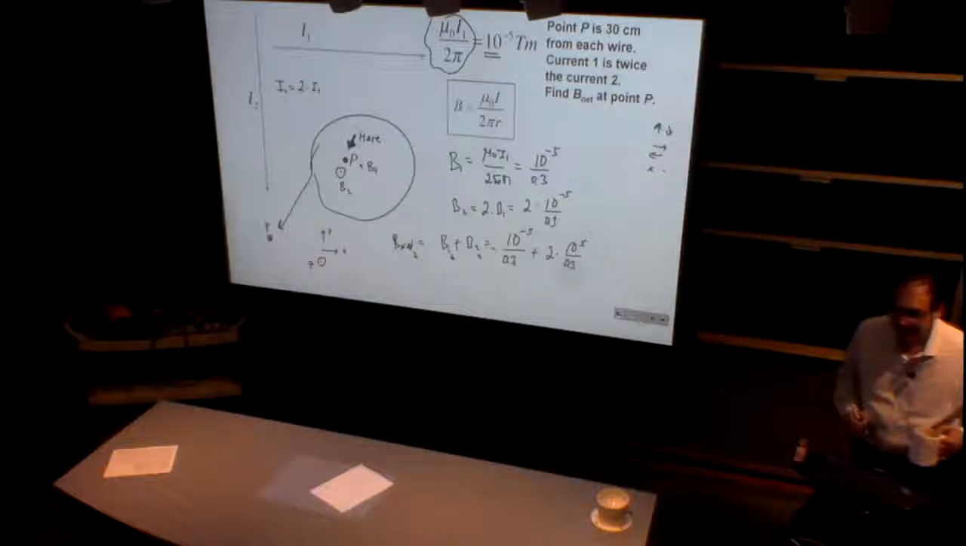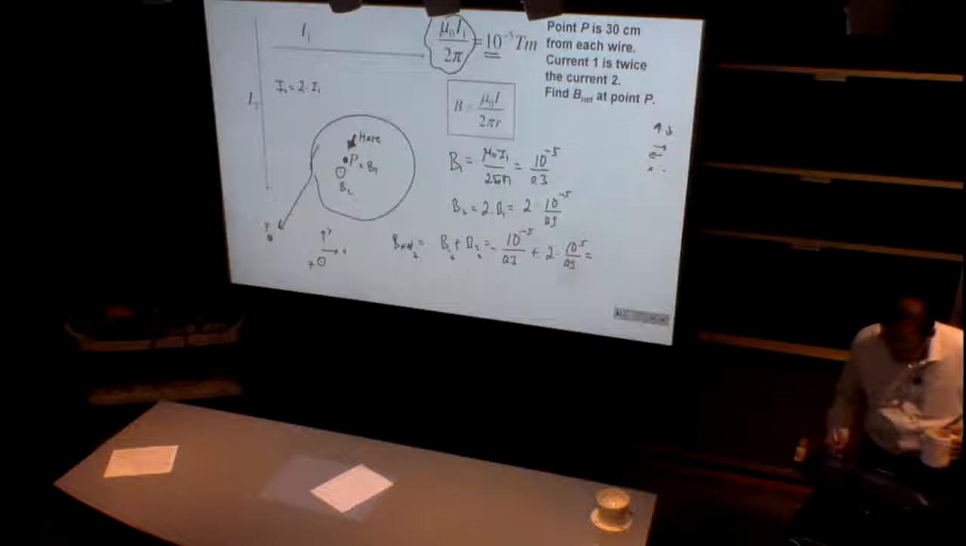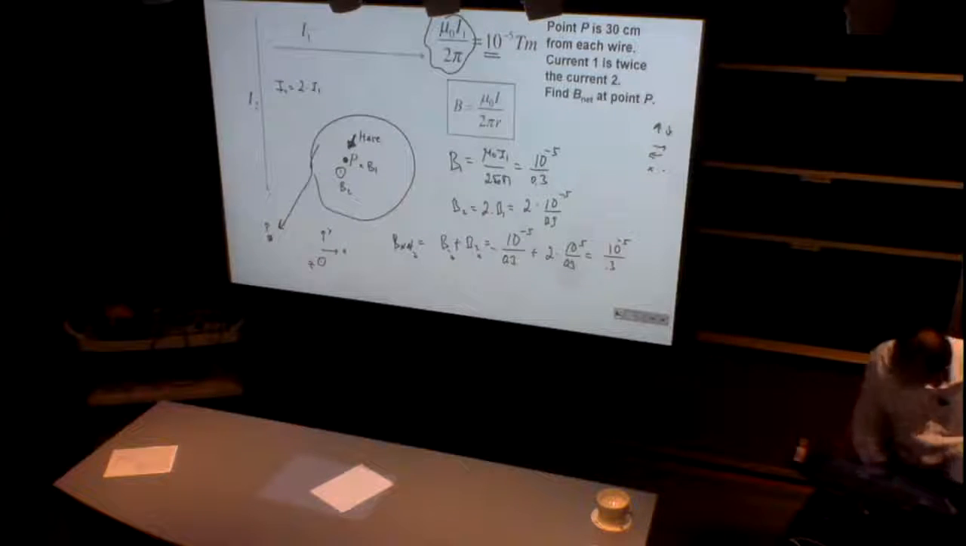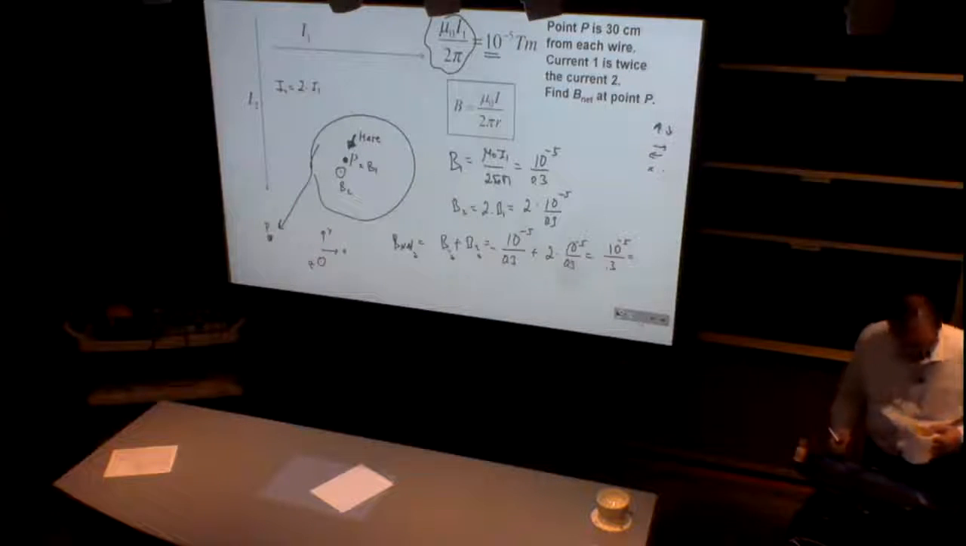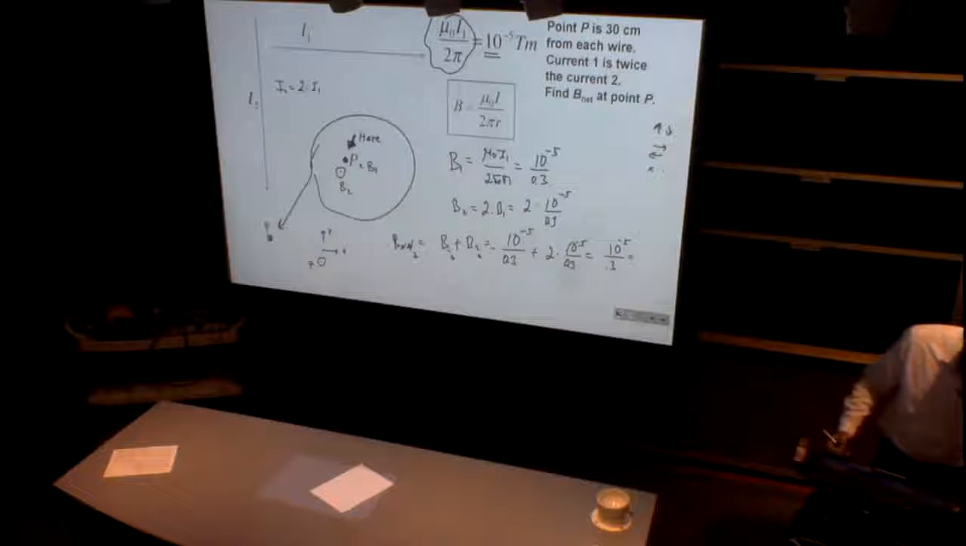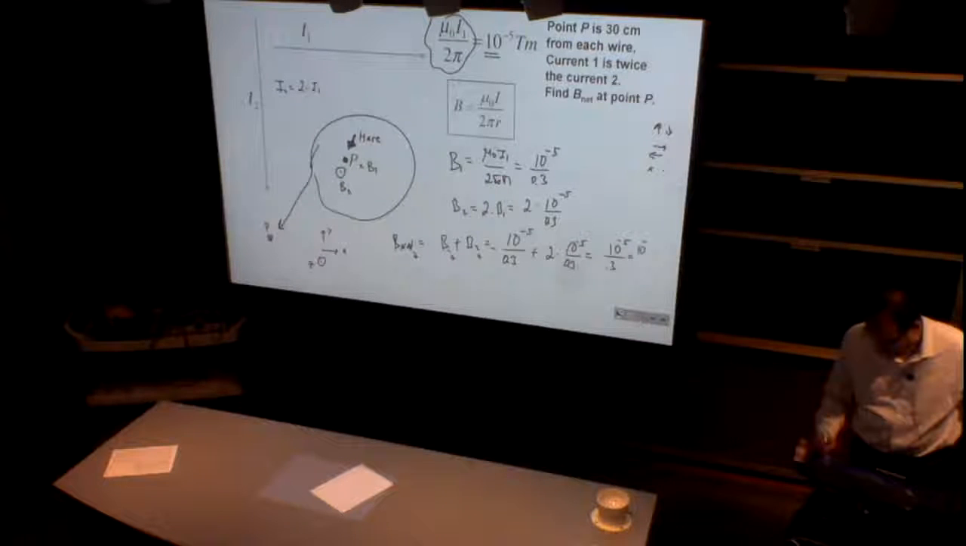into the screen means a negative number, and now we're subtracting 2 minus 1, 1, so 10 to the negative 5th over 0.3, negative, what is it, actually, times 10, 10 to the negative 4 over 3, so ten over three, what, 3.3 times 10 to the negative 5th Tesla.